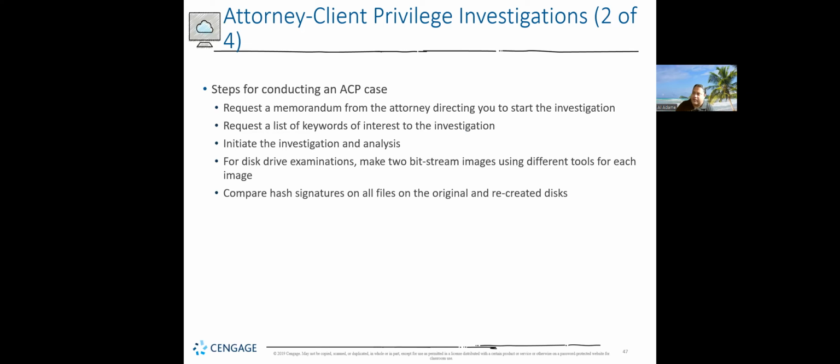Initiate the investigation analysis. For disk drive examinations, make 2 bitstream images using different tools for each image. So what it means is you're making 2 images of the same drive for analysis. That's all that means. Compare hashes on all files of the original and recreated disks. We'll get to hashing later. So you essentially compare the data to make sure it matches with hashes. Hashes are a form of encryption, technically, and hashing is pretty old now, when I think about it. But anyways, continuing the ACP case here.